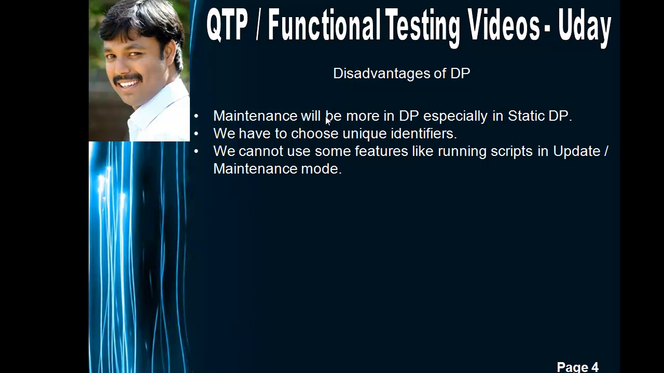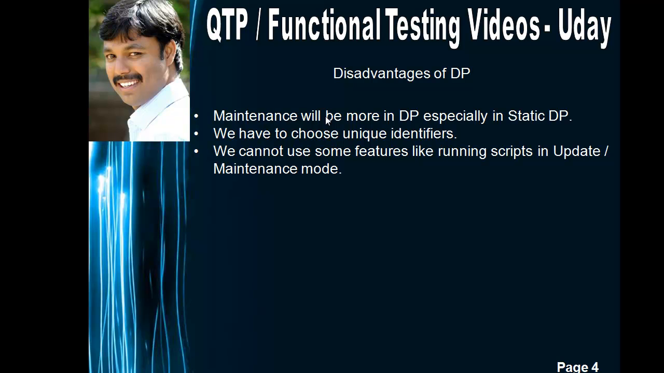If we had used an object repository, QTP would take care of what properties can be unique, right? Even smart identification, all these mechanisms can be applied only if you use an object repository. That kind of facility is not there in descriptive programming. We have to choose the unique identifier.